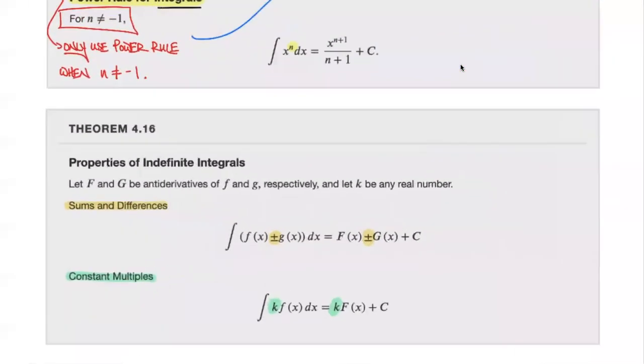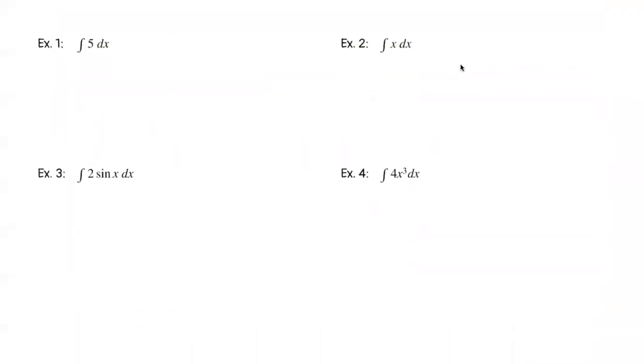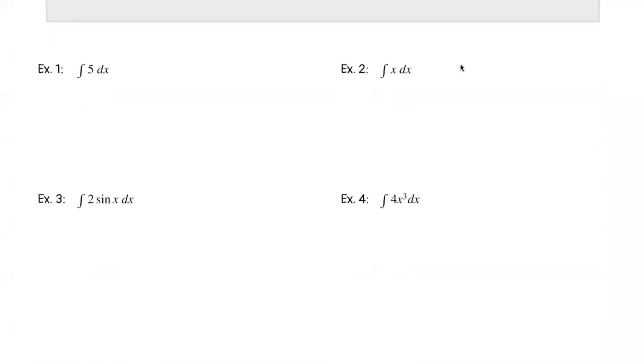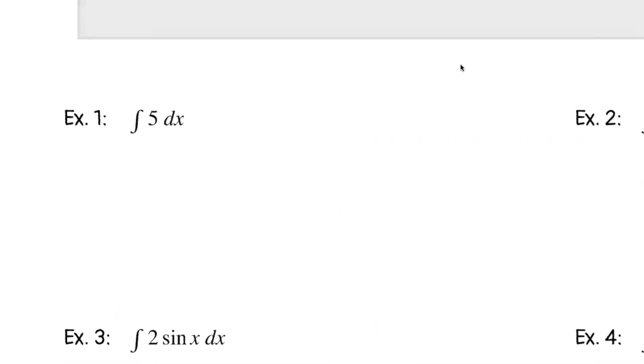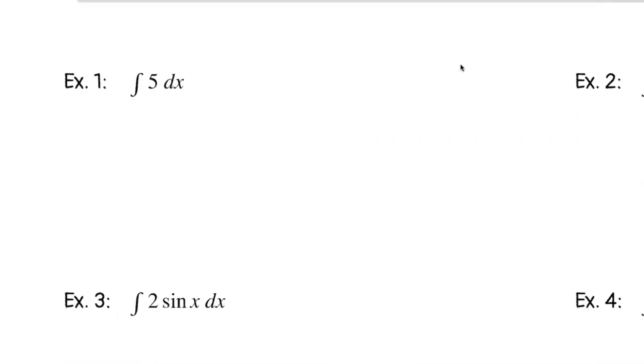With that, let's try a bunch of examples. Practice, practice, practice. Example 1, I have the integral of 5. How else could we write this? If we wanted to see x to a power, we could write this as the integral of 5 times x to the 0 power dx.